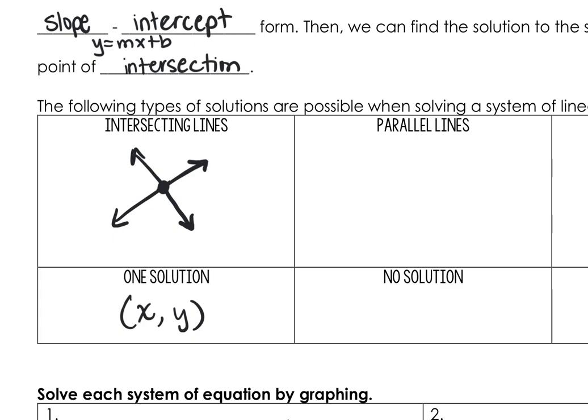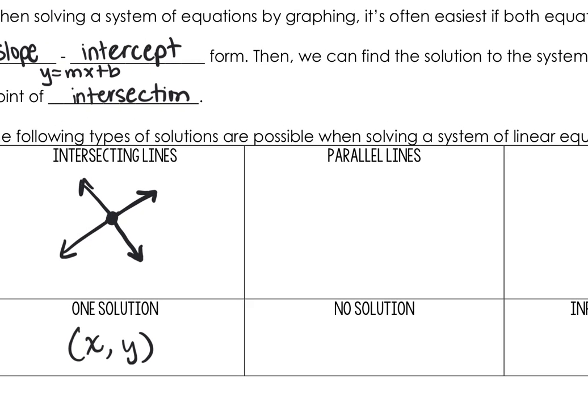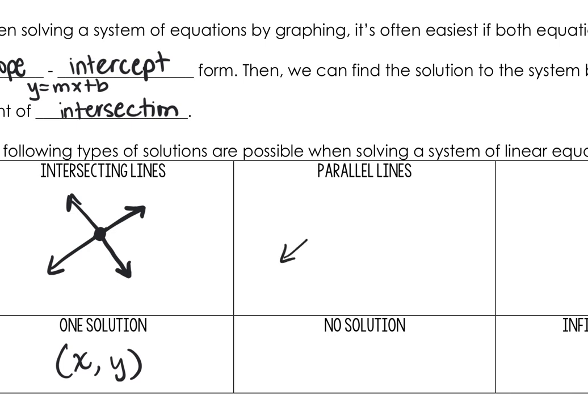Okay? But when we graph, we could also find that our lines are parallel. And if our lines are parallel, that means they're never going to intersect. So there's no point that they share, and that's when we would see no solution. If you have parallel lines that are never going to cross, then you have no point of intersection, so there's no solution to that system.